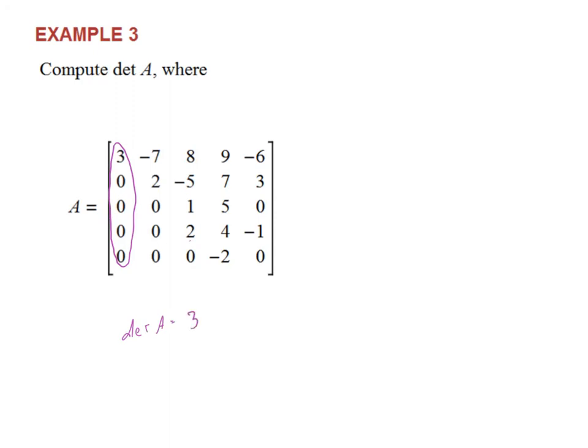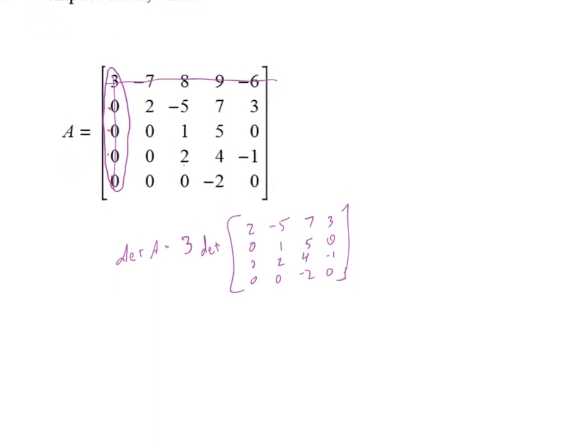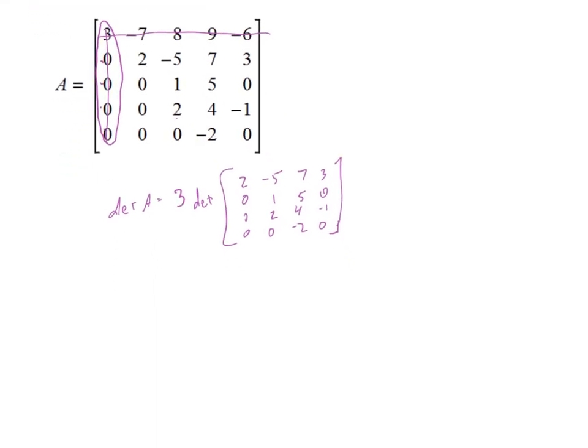the determinant of A is equal to 3 times the determinant of, what's the submatrix that's left behind? It's this guy, 2, -5, 7, 3, 0, 1, 5, 0, 0, 2, 4, -1, 0, 0, -2, and 0. But are there any other terms? The answer is no, because each of the coefficients are 0. So I want to look for columns of zeros, or rows of zeros, when I'm finding determinants. That made it much easier. Only one submatrix is remaining.